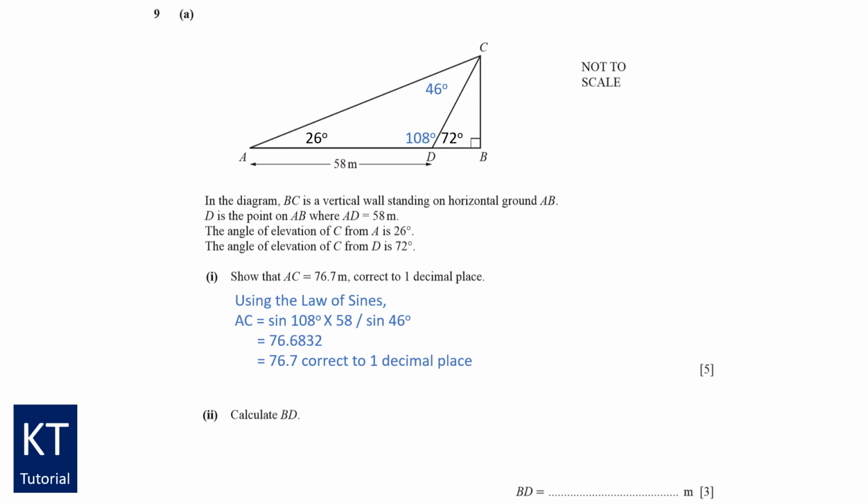You can show this by using the law of sines. Next, calculate BD. One method in arriving at the answer is to equate AB being equal to 76.7 times cos of 26 degrees, knowing that BD is equal to AB minus AD. BD is 10.9.